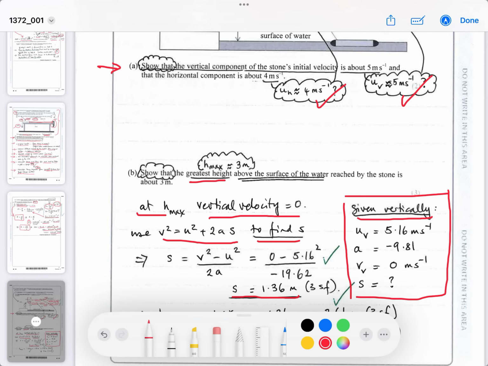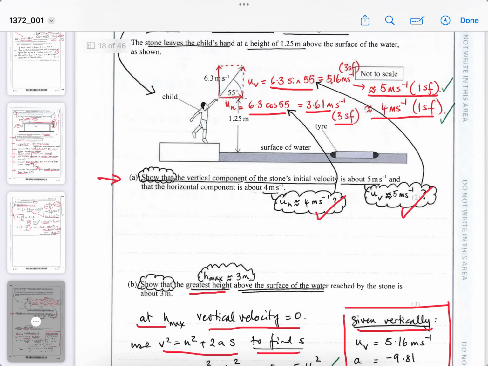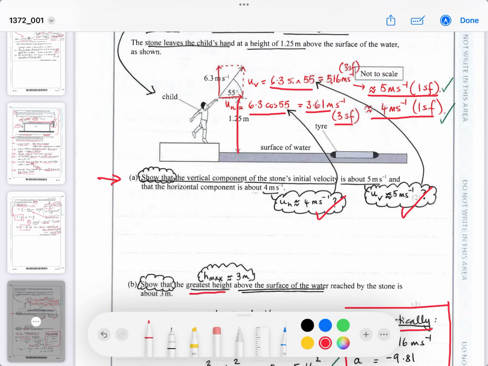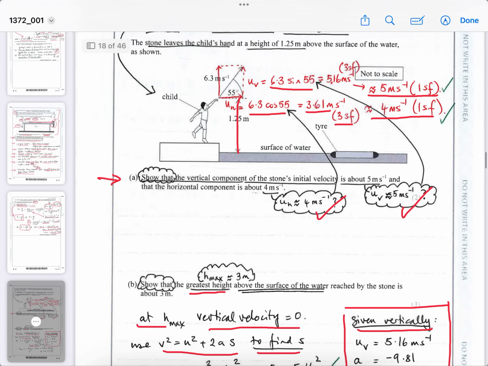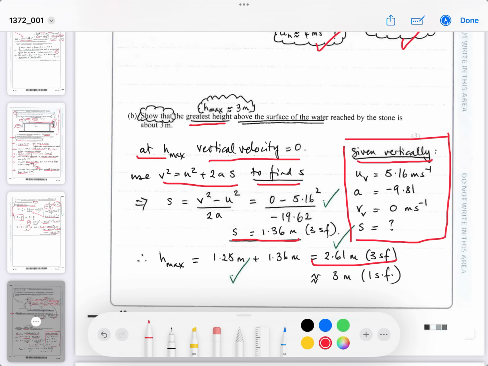And the launch point, remember, the boy's hand was already 1.25 meters above the surface of the water. So you've got to add this 1.25 meters to the height that we just calculated, and that will give you a height of 2.61 meters to three significant figures, which is equal to 3 meters to one significant figure. So we have shown that it's about 3 meters above the surface of the water. Okay?